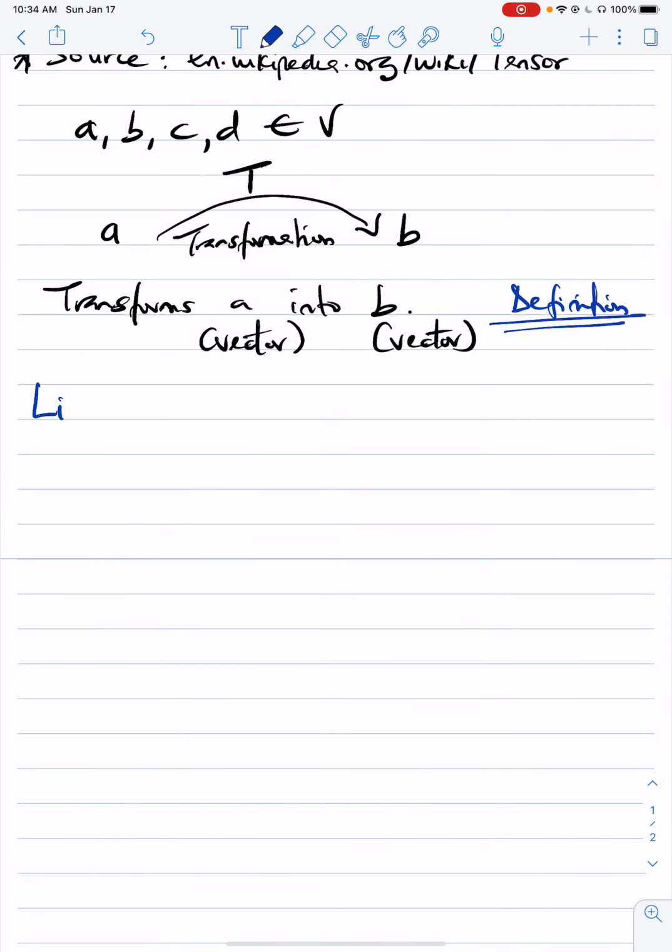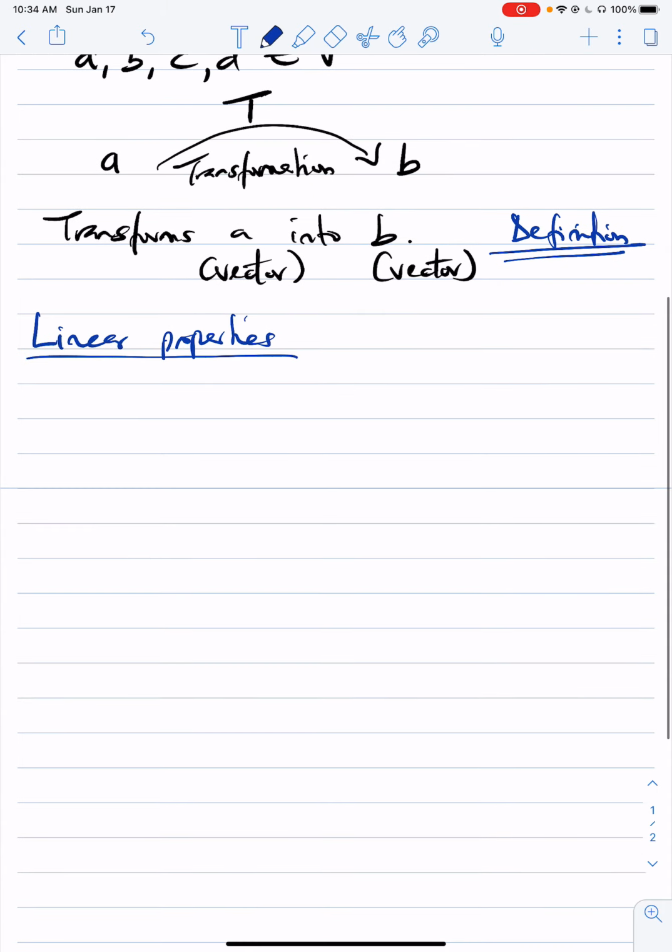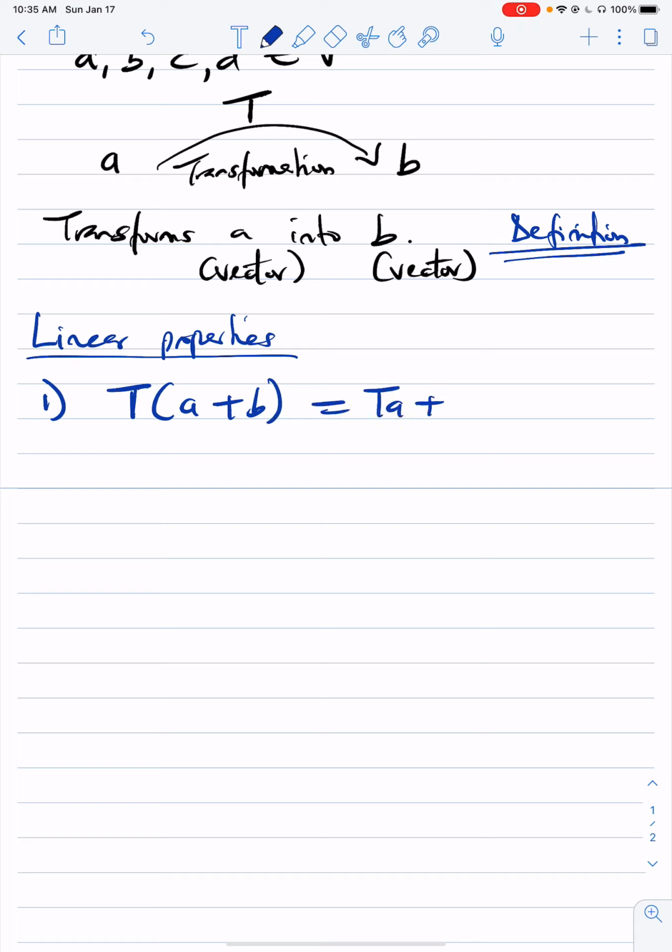These tensors have linear properties, two actually. The first one: T is a tensor, A is a vector, and acting on the sum of the vector A and another vector B gives you TA plus TB. You probably have seen this before. This is what they call the distributive property.